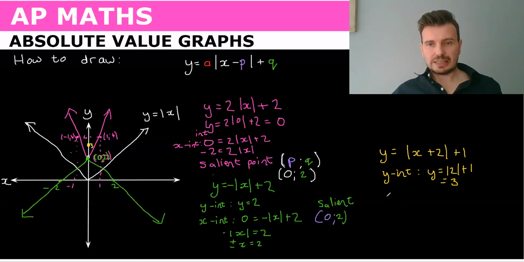Now let's look at the x-intercepts. Well, we'd have the absolute value of x plus 2 equals negative 1, so no intercepts, because the absolute value can never be negative. So none.